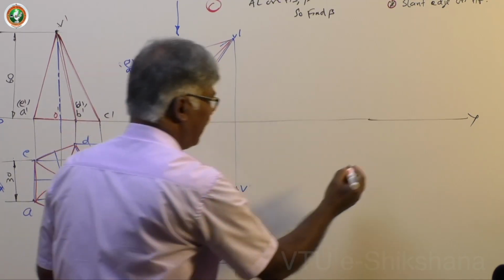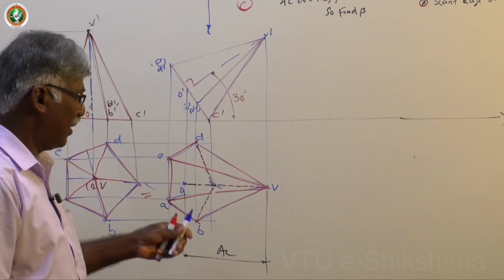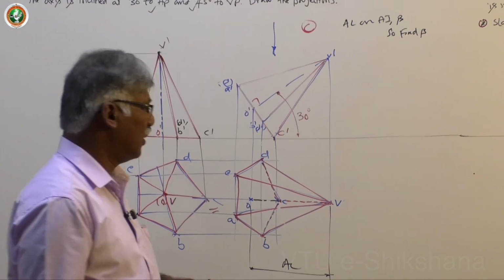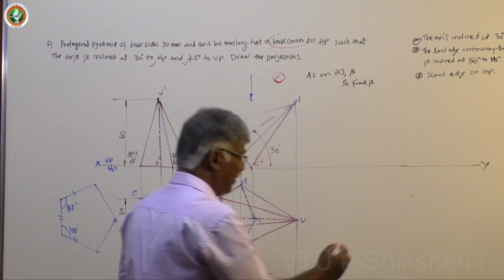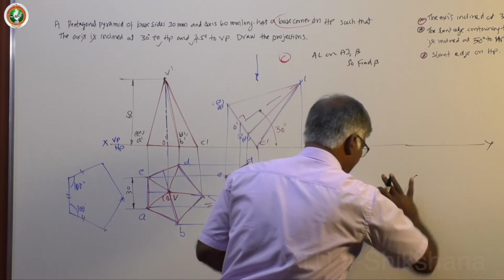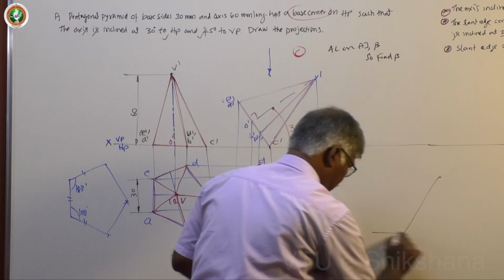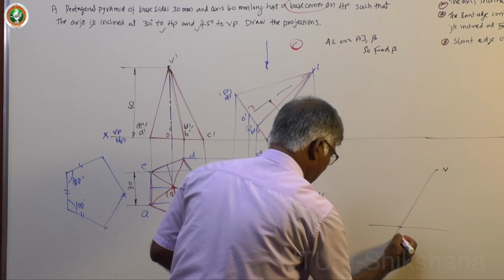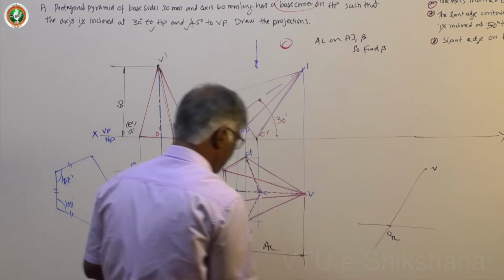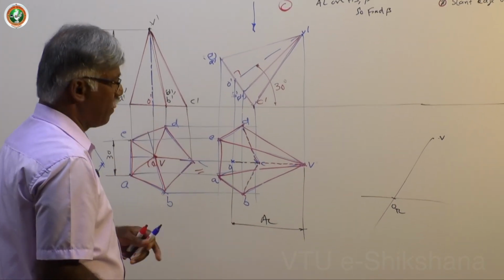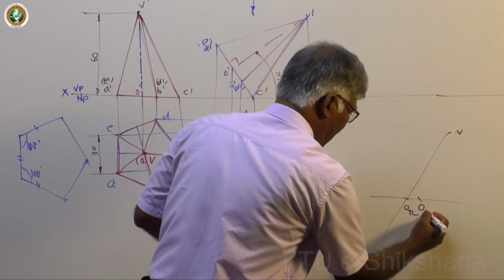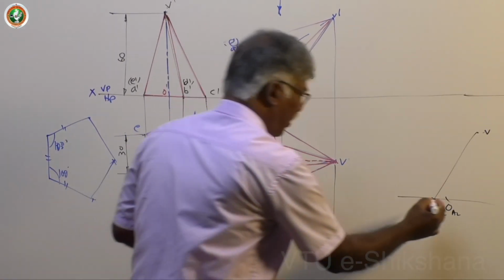I will show you how to find beta. This is V. I always prefer to take the base towards the observer. Then draw a 45 degree line and take the true length of the line. Then this is V, and this is O of true length, OV of true length. Next you take the apparent length and mark it, then this is O of apparent length.